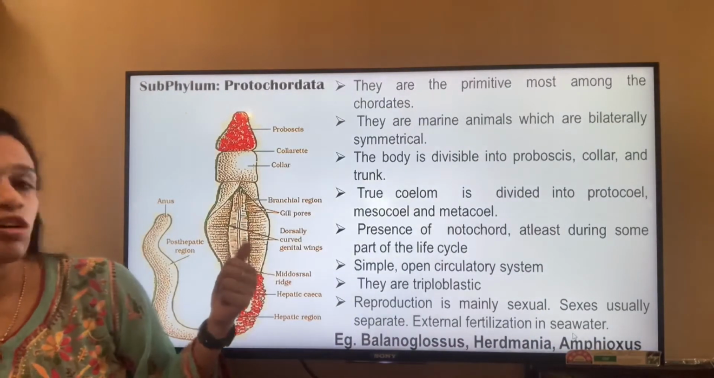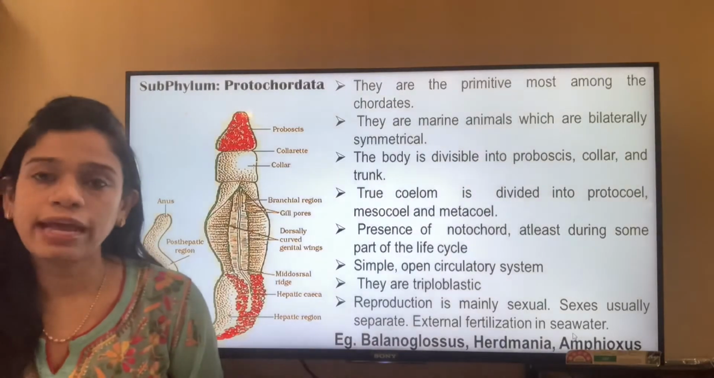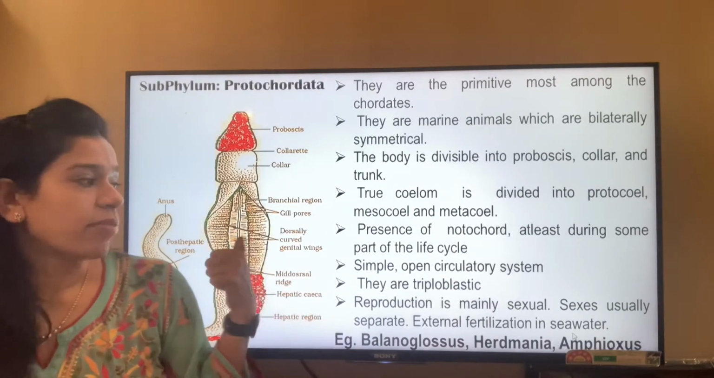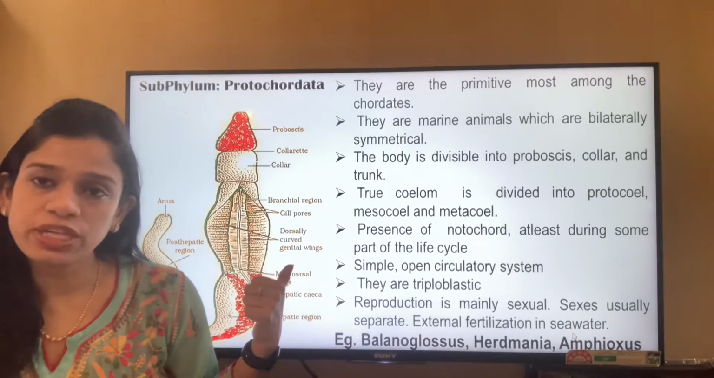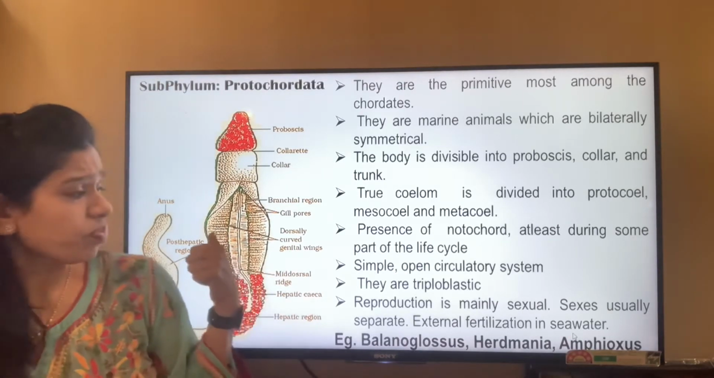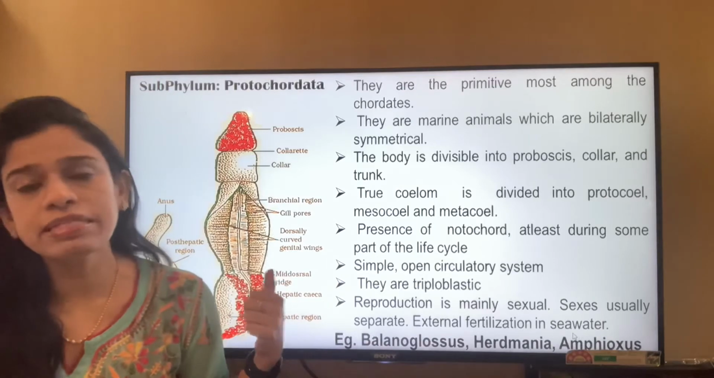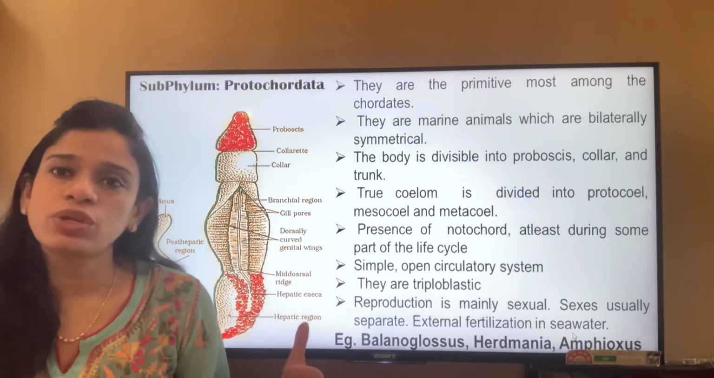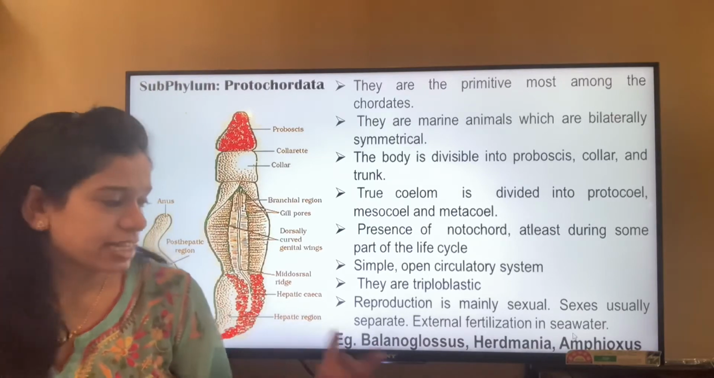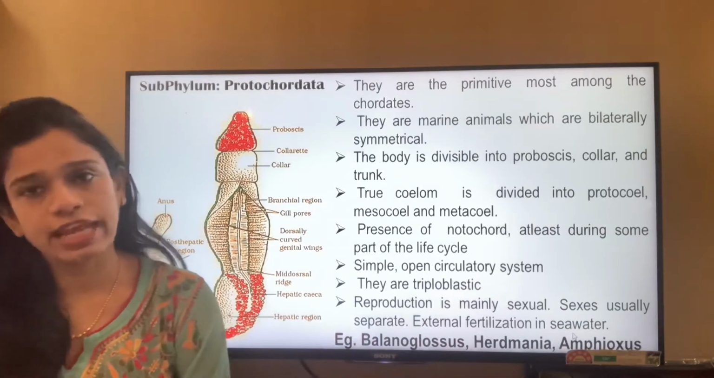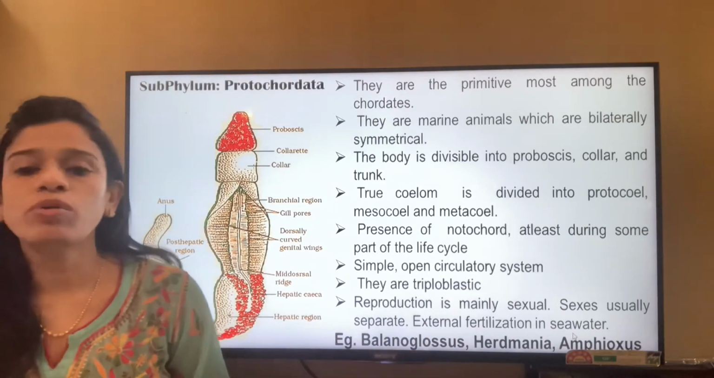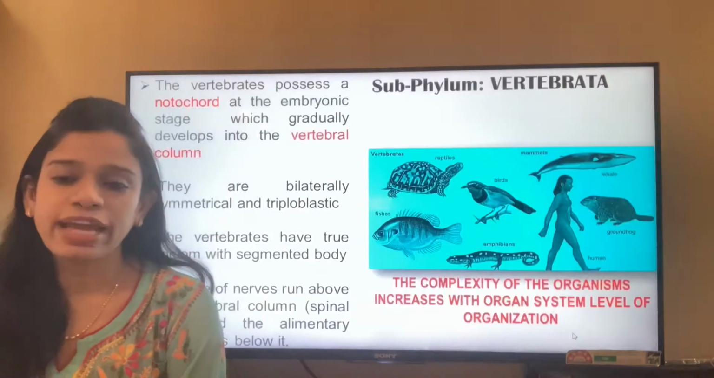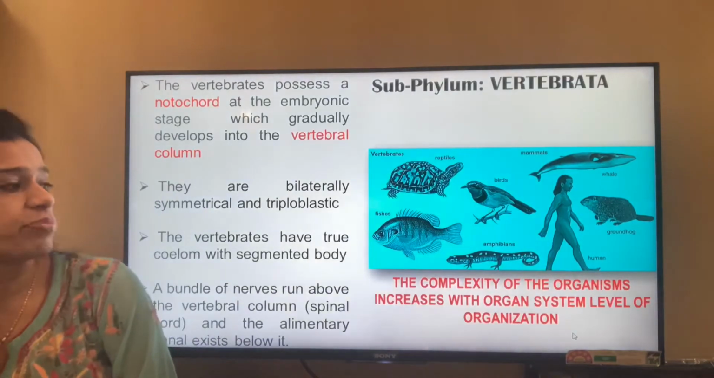So the presence of notochord is a very important character for the Protochordata. They are marine, bilaterally symmetrical, truly coelomic, and they have an open and simple circulatory system. They have separate sexes, but fertilization is external. This is more about the subphylum Protochordata. Now let's understand the characters of the subphylum Vertebrata.